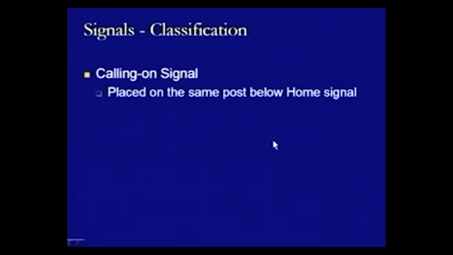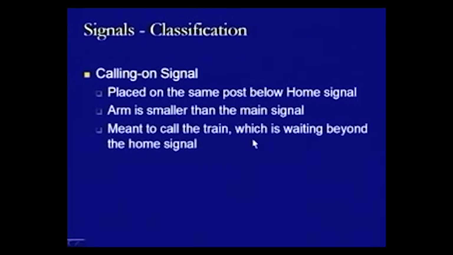Then the another category of signal here is the calling on signal, and this calling on signal is placed on the same post below the home signal. So, you have the home signal as we have seen in the case of the reception signals, and there what we found is that there can be more than one post provided at the same location on which the movable arms are located. Now, on the same post there is another signal which is a calling on signal, which defines that you are being called to take one track. So, the arm is smaller than the main signal in this case, and it is meant to call the train which is waiting beyond the home signal.